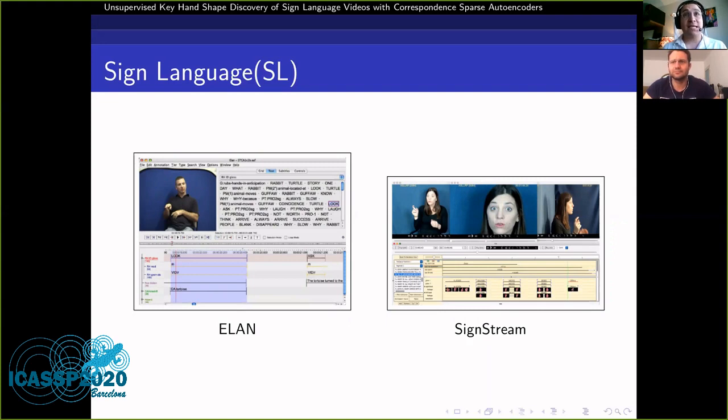In this study, detection and annotation of key handshapes, which are meaningful visual basic parts of signs in a sign language, is applied using unsupervised machine learning techniques. End-to-end neural network architectures that have proven success in unsupervised discovery of subword acoustic units in speech processing are also used.